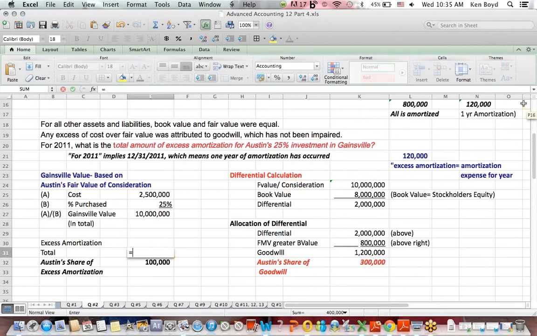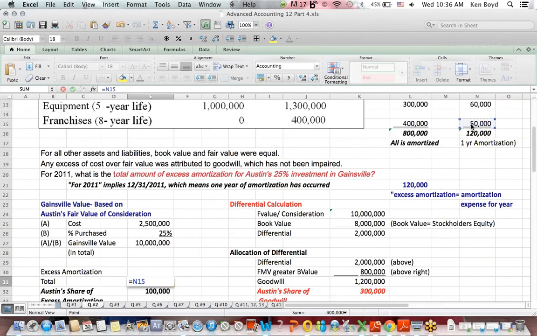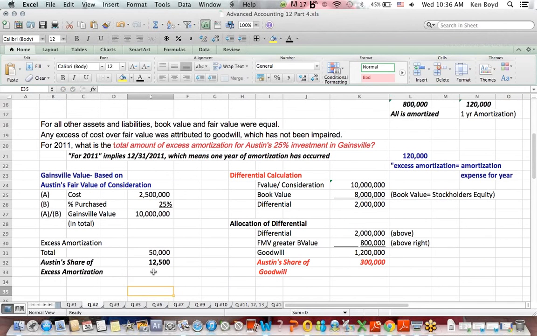I'm going to correct that number because that's the total value of the asset. So the amortization each year is 50. Austin owns 25% of the total, so Austin's share of the excess amortization would be $12,500. So that answers our excess amortization for Austin for 1 year.